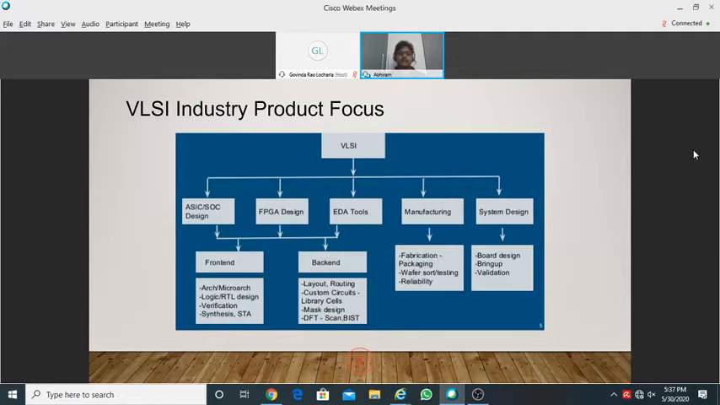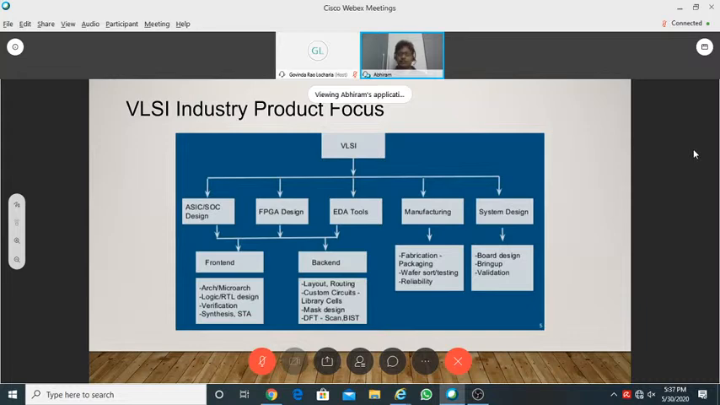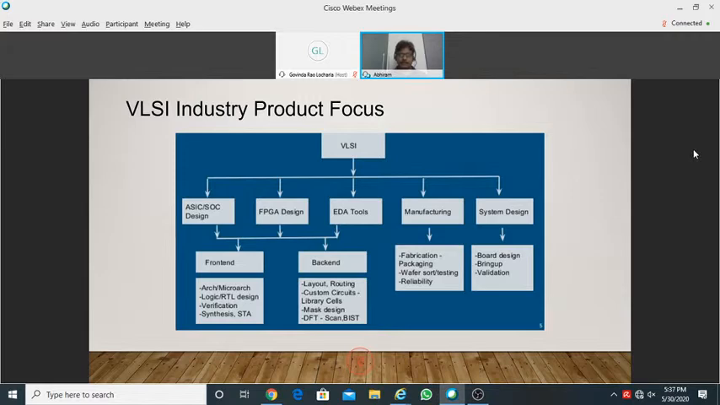But if you take the first three ones, we can split into front end and back end. In the front end, we have simple microarchitecture to synthesis and STA, and in the back end we do the layout, routing, and DFT, BIST scan till the GDS2. So that is a broad classification. If you take any of the companies, you can map into one of these verticals. Okay, going to the next one.